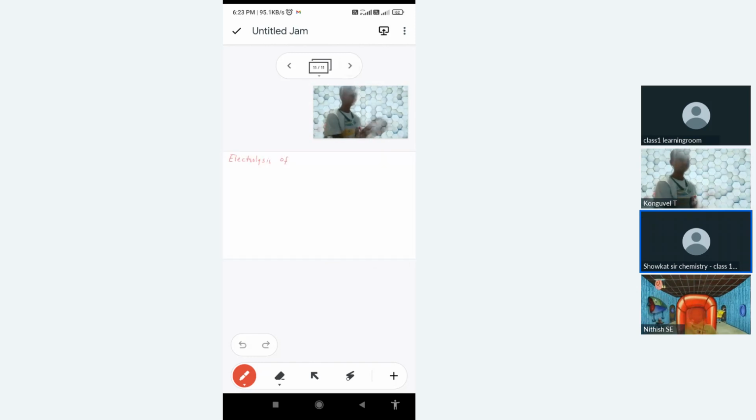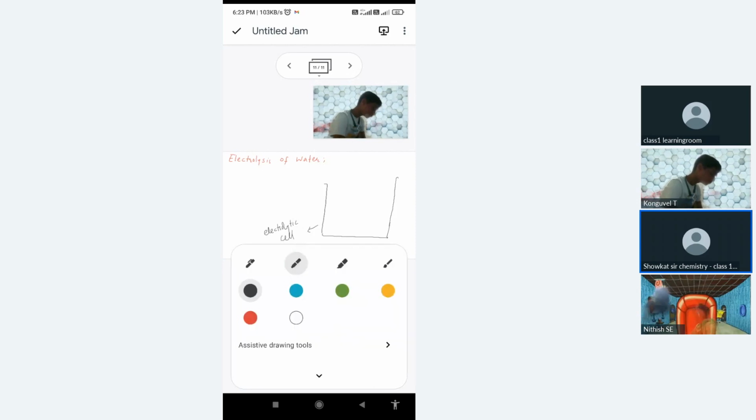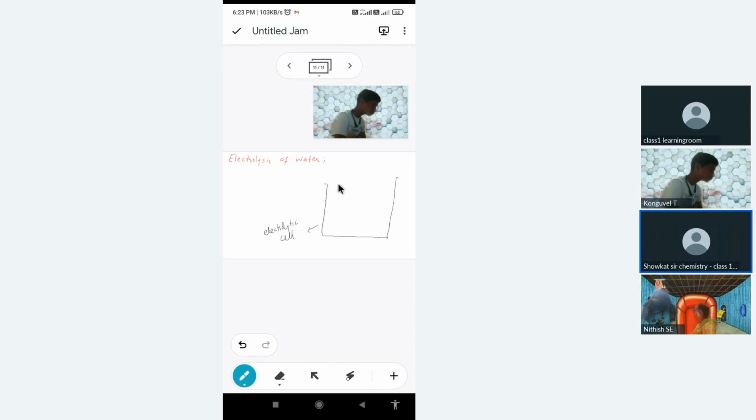Okay, so now I was just saying electrolysis of water. We have to study it in detail, how actually it takes place. So first of all, here we are having an electrolytic cell, just like this. We are having a beaker or a container in which we have this water. So this is my electrolytic cell in which electrolysis is carried out, right? Inside this electrolytic cell, we are having two electrodes. One is known as anode and another is known as cathode.